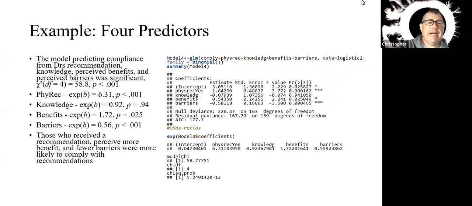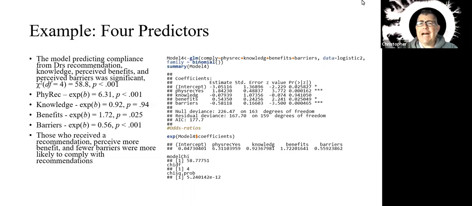All right, here is an example that we're going to use for the rest of this video and for the next. And this is the example that appears in your handout and in the logistic regression handout in some detail as well. Here is a model predicting compliance from doctor's recommendation and knowledge, as we saw before, and we're going to add in 2 more variables: perceived benefits and perceived barriers, I should say.